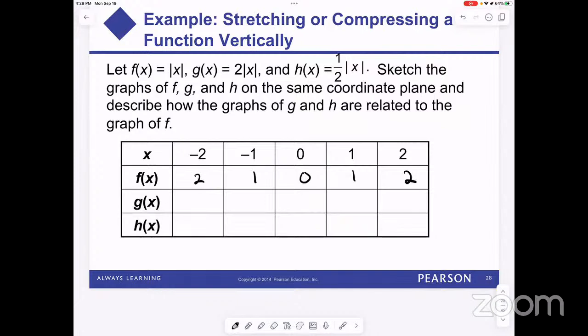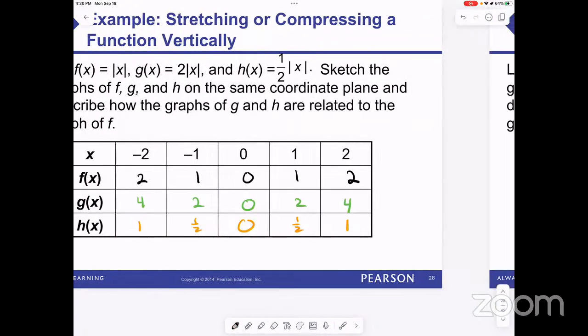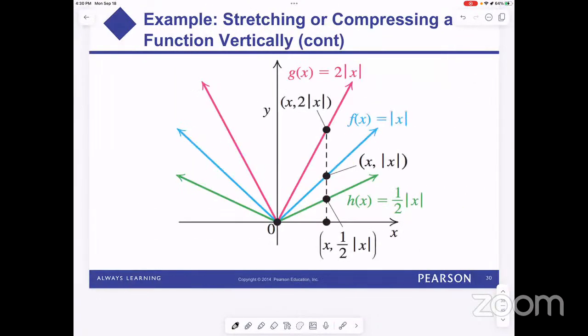Okay. We'll do g in green. So we want to take those results and multiply them by 2. So this becomes 4, 2, 0, 2, 4. And then for h, we want to take the results from f and cut them in half. So we get 1, 1/2, 0, 1/2, and 1. If we plot all 3 of these on the same coordinate plane, okay, so our original is f.